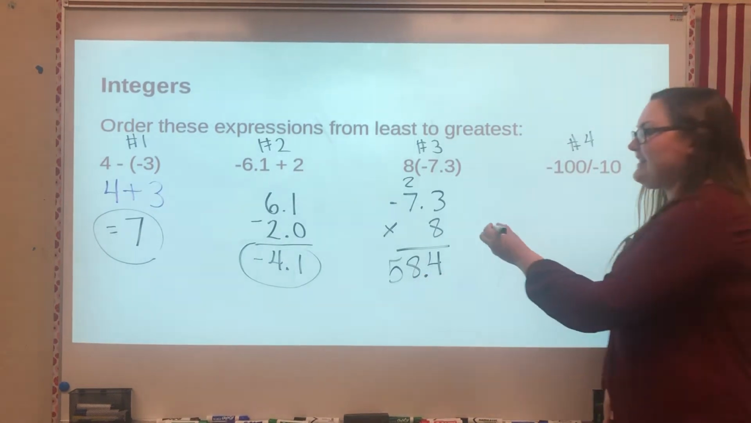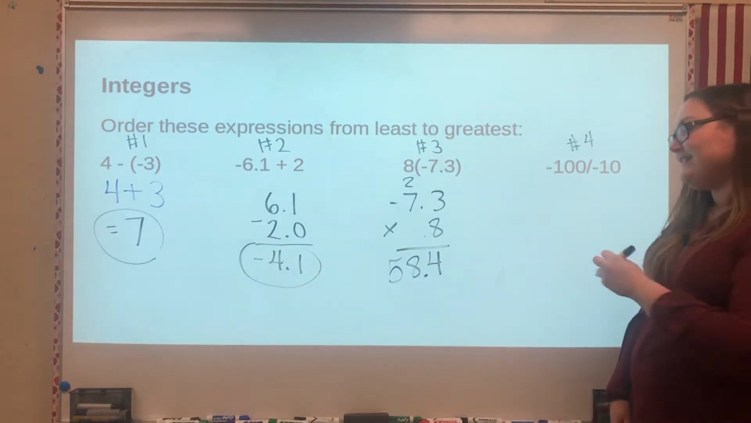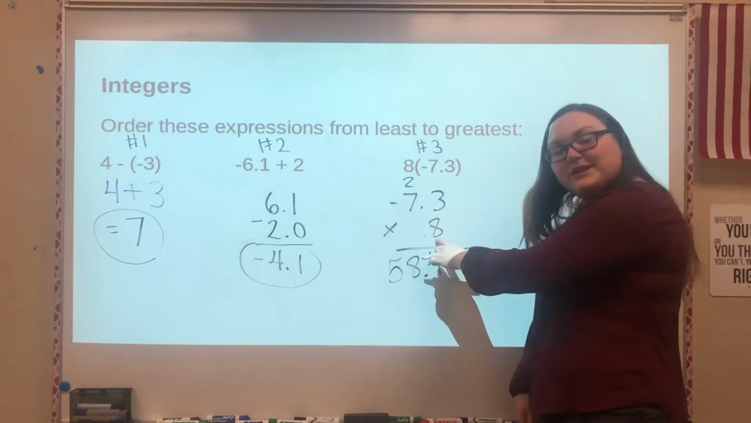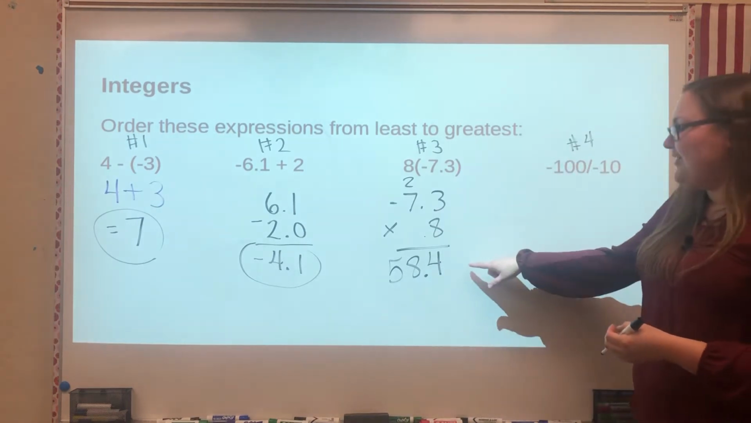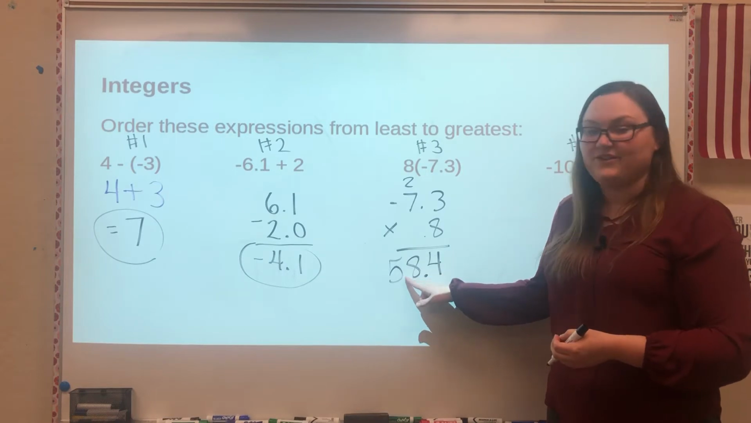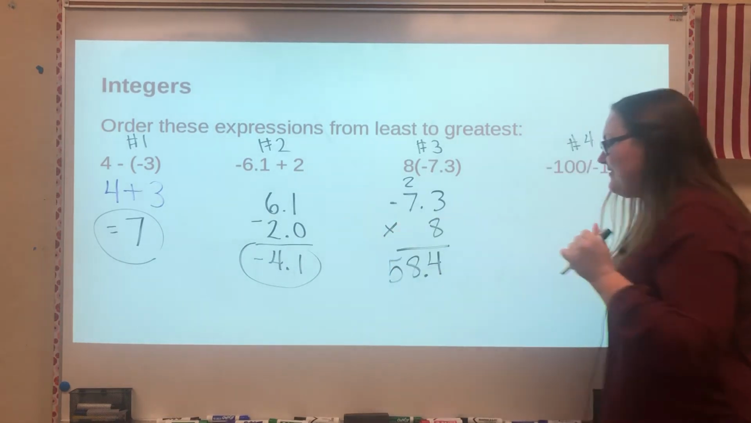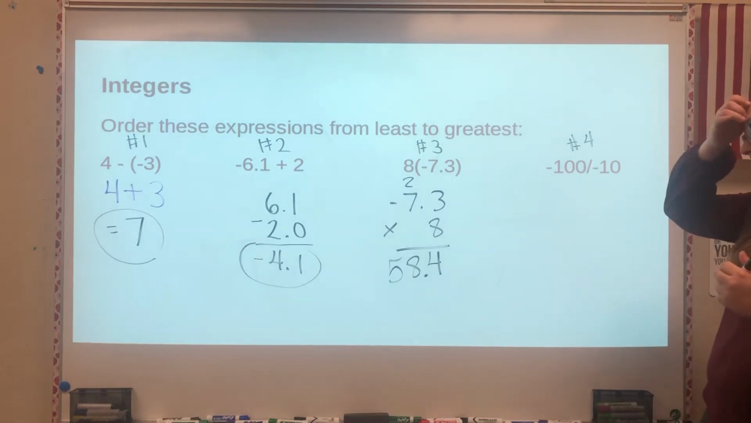Just some quick practice. If that had been 7.3 times 0.8, then there would have been 2 numbers behind my decimal point. So I would have needed to go 1, 2, and put the decimal there so that there's 2 numbers behind the decimal point. That wasn't the problem though. So we're left with 58.4.